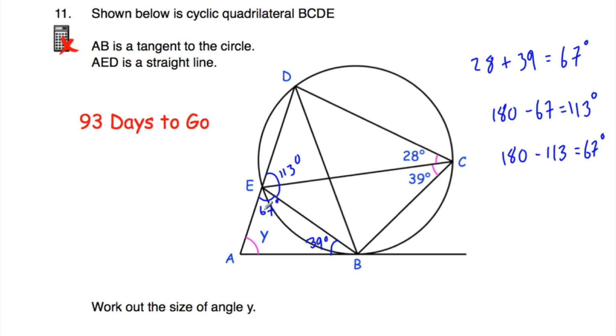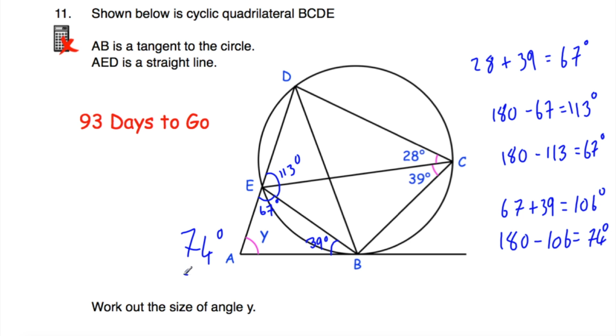We want to find y, so let's add together our 67 and our 39. So 67 plus 39 is equal to 106 degrees. And then 180, take away 106, is equal to 74 degrees. So that means that y is 74 degrees. And if you got that, well done.